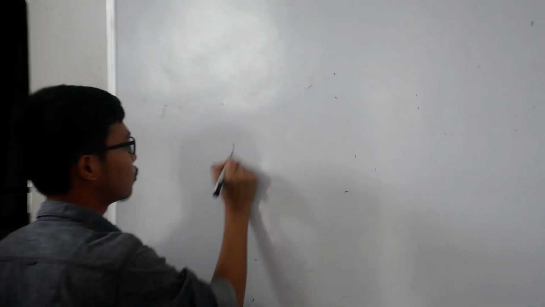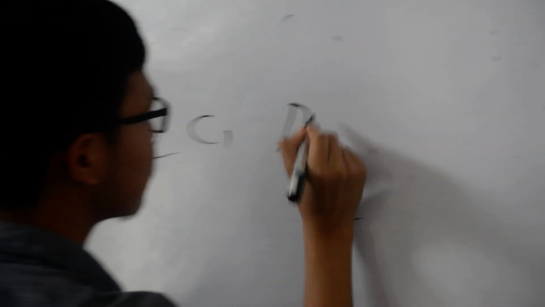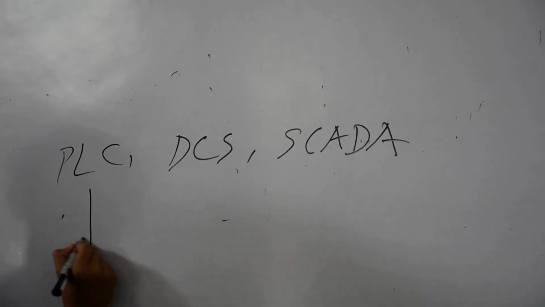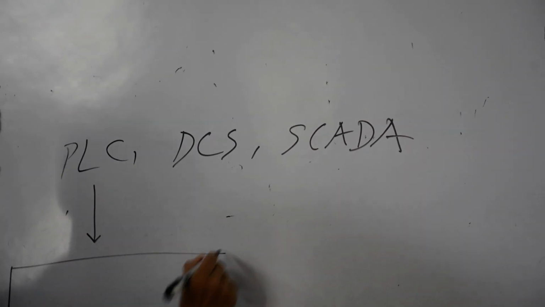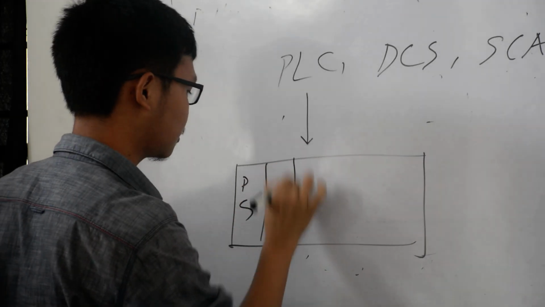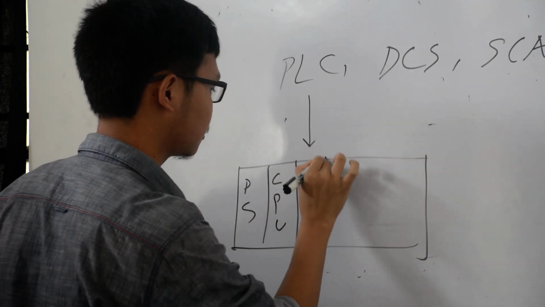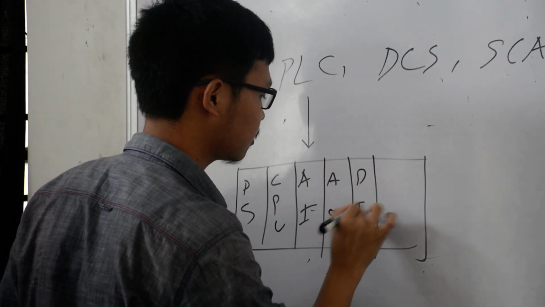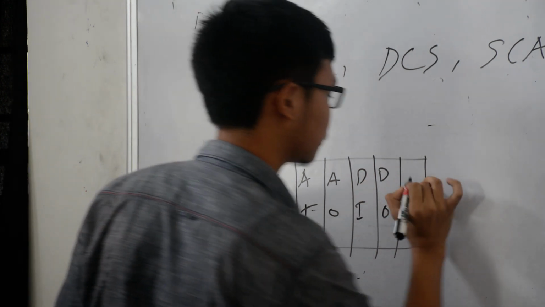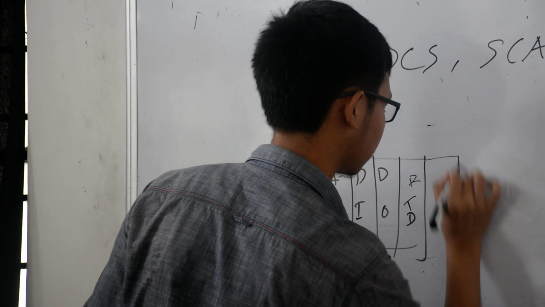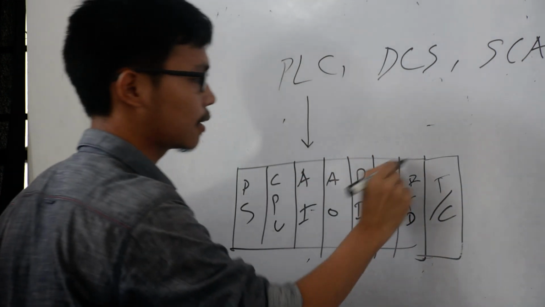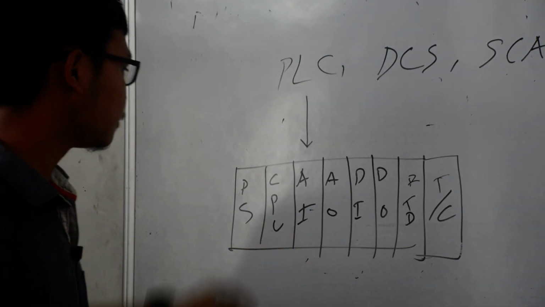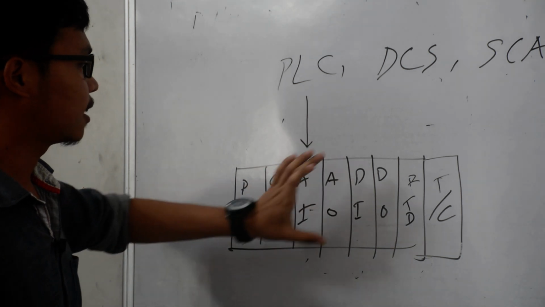In industrial purpose, we use PLC, DCS, and SCADA. In PLC, there is a power supply, CPU, analog input, analog output, digital input, digital output, RTD, thermocouple. These are temperature sensing cards, and in PLC there are 6 types of cards available, and these are analog input, analog output, digital input, digital output.